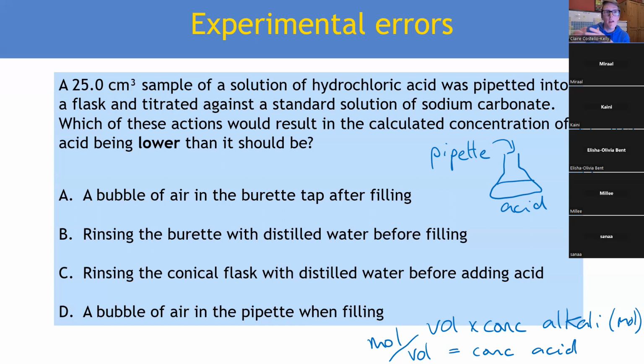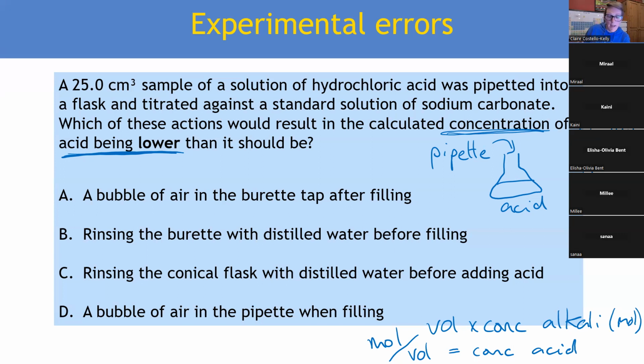So basically, a lot of these errors would affect the result, but it's actually asking specifically how, which one of these errors would make the concentration of the acid lower than it should be. So there's two ways that can happen. One is changing the volume of the acid, and the other is changing the apparent number of moles of the acid, which could mean changing the moles of alkali.